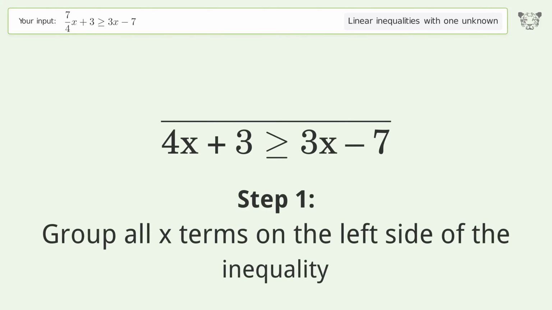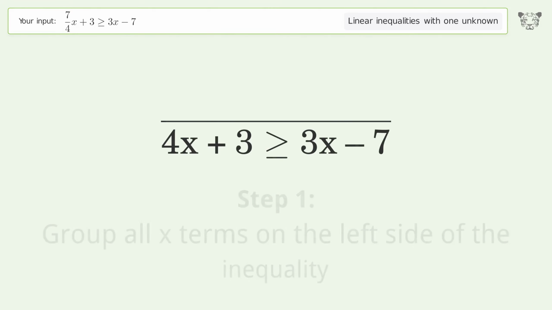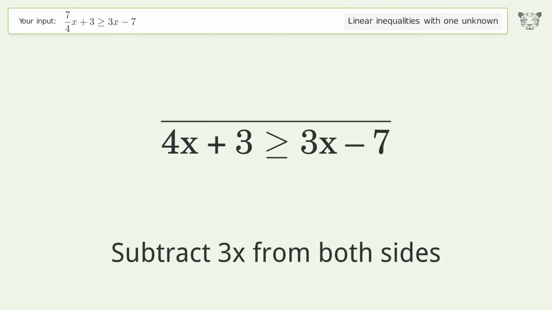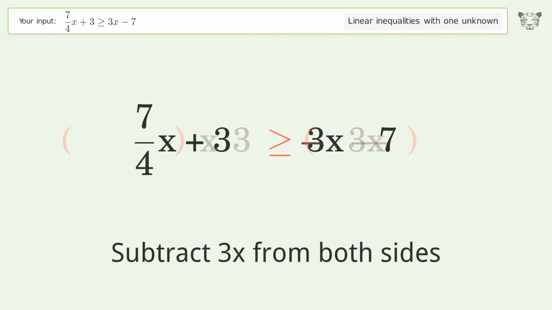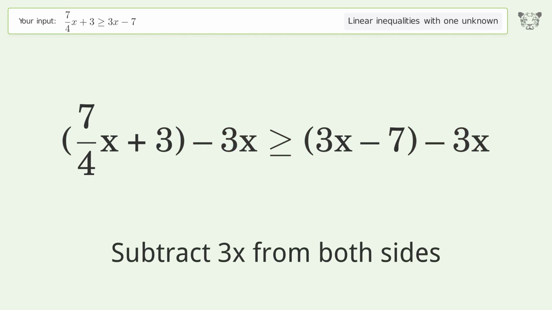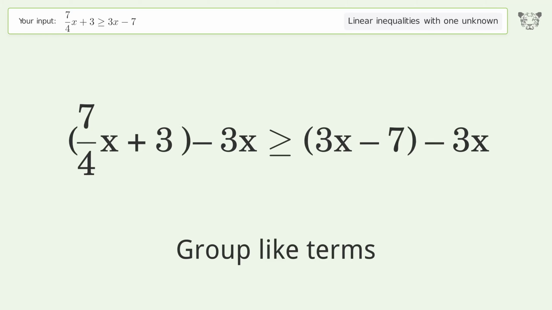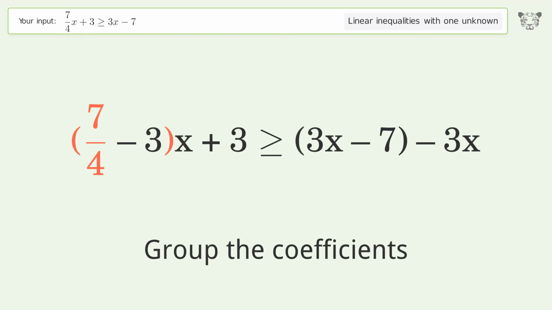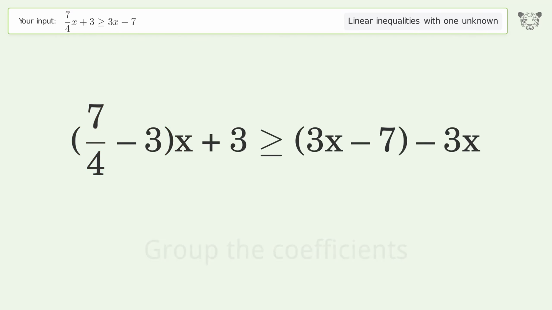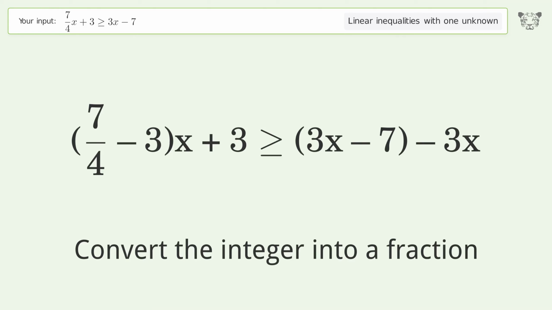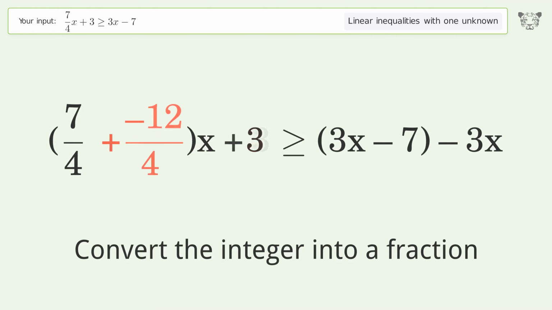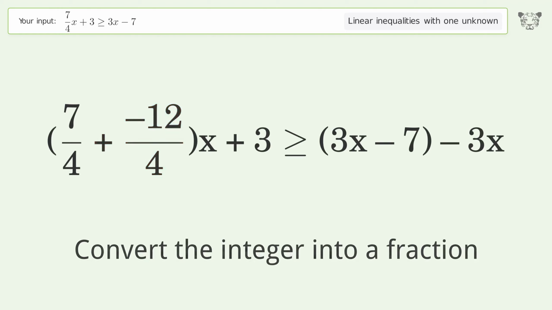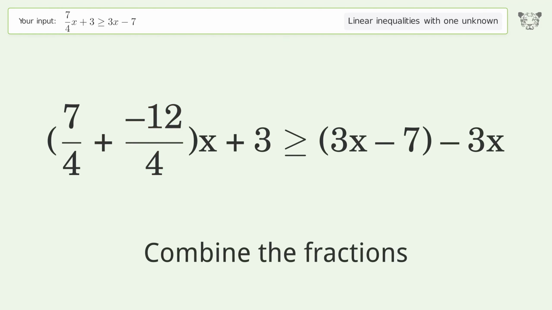Group all x terms on the left side of the inequality. Subtract 3x from both sides. Group like terms. Group the coefficients. Convert the integer into a fraction. Combine the fractions.